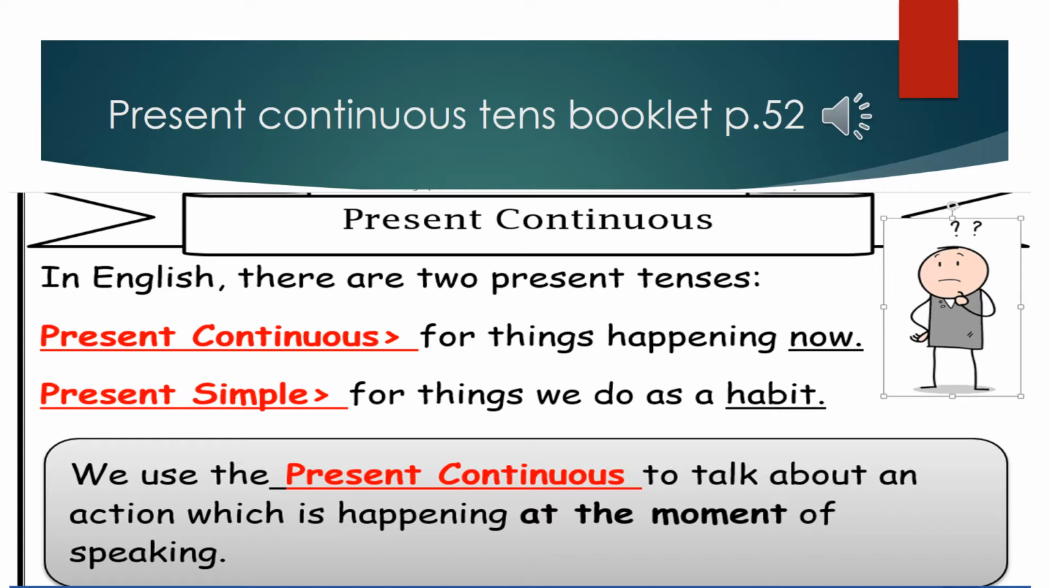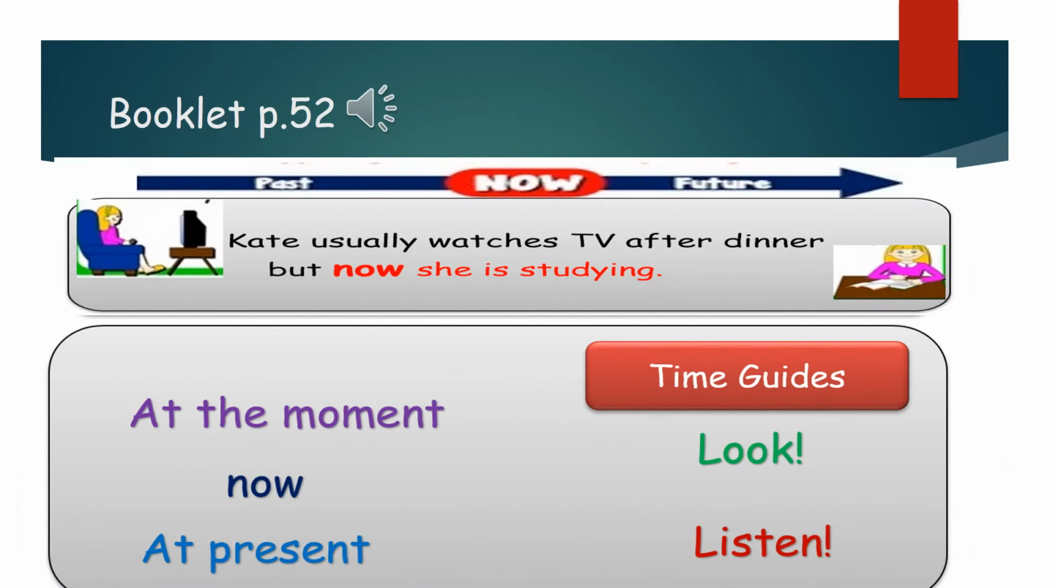We use the present continuous tense to talk about an action which is happening at the moment of speaking. When I talk about it, I talk about something I'm doing now. I'm playing football now, okay? She is playing piano now. Okay, Junior 3? Okay, look at the line: past, now, future. The present continuous tense is now, here.